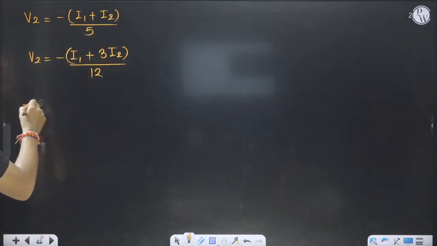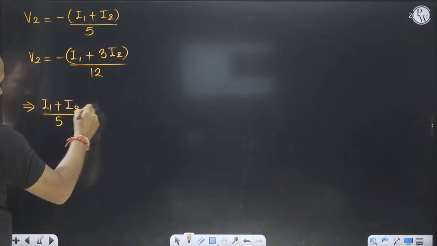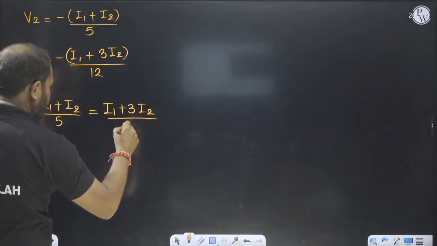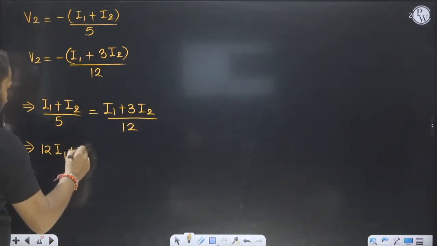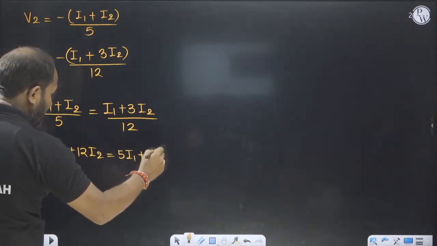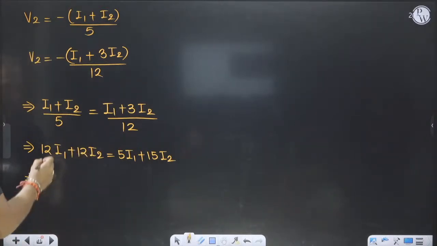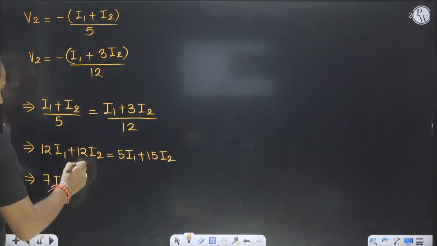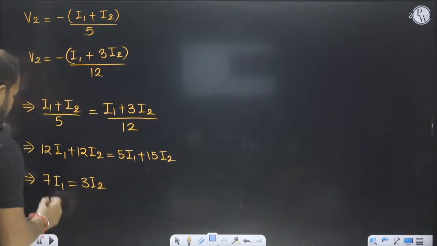Then we can relate (I1 plus I2) divided by 5 and (I1 plus 3I2) divided by 12. They are the same. So we have 12I1, 12I2 and 5I1, 15I2. So we have 12I1 minus 5I1, 7I1, and 15I2 minus 12I2, 3I2.